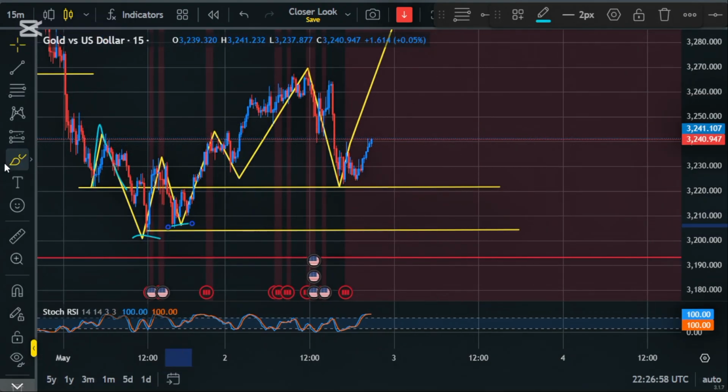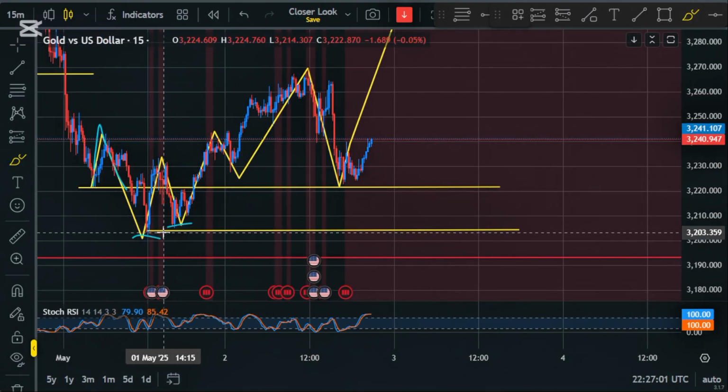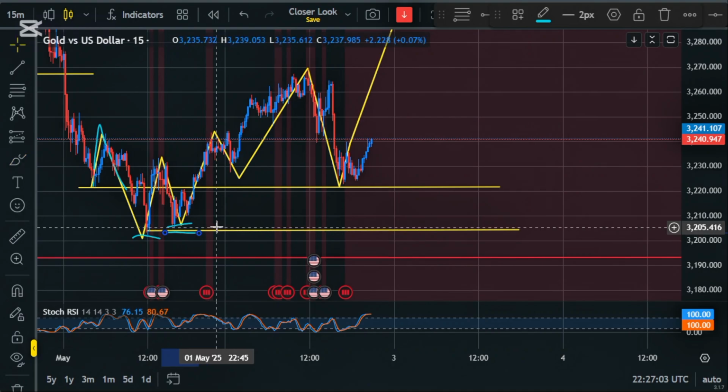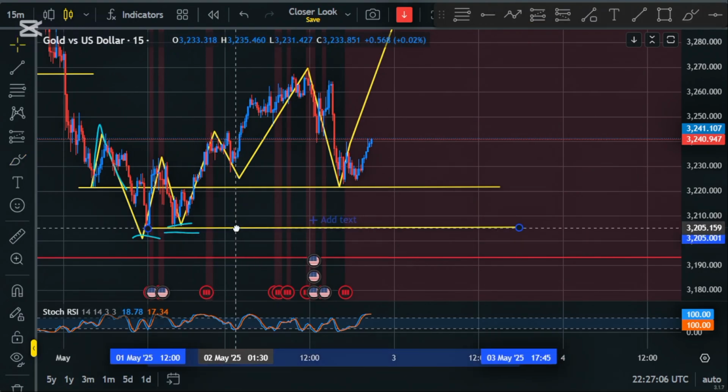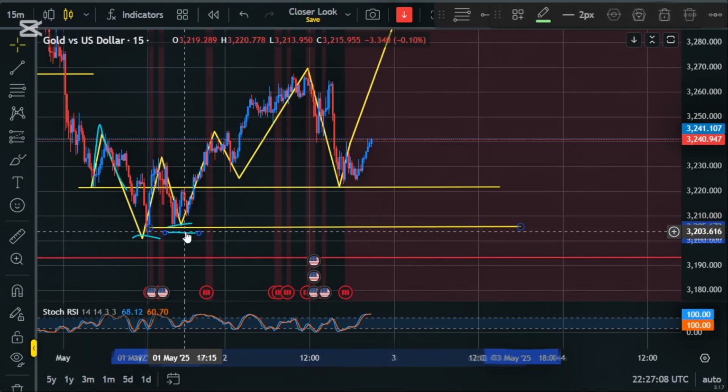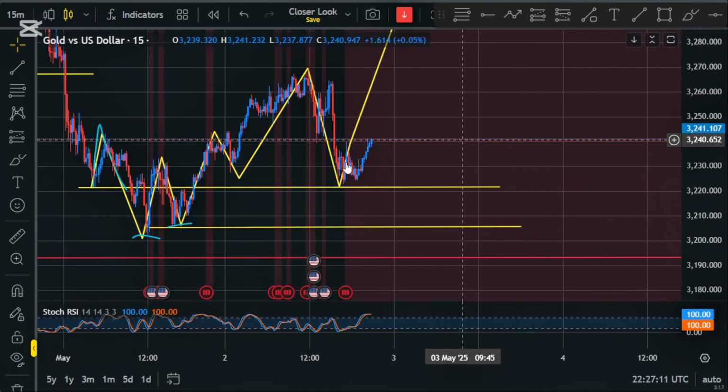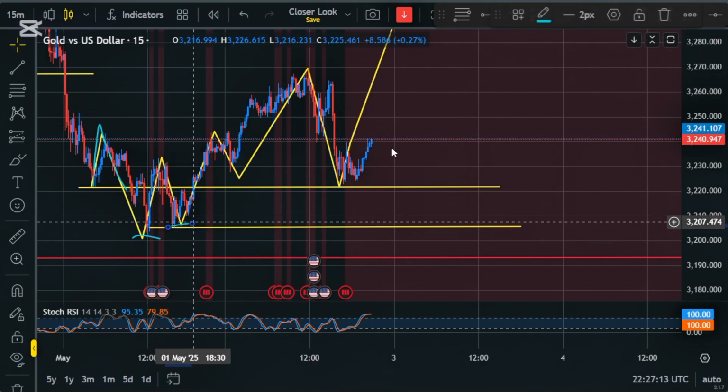So I always want to put my stop loss after this particular low. This is structural liquidity, if you understand liquidity very well.